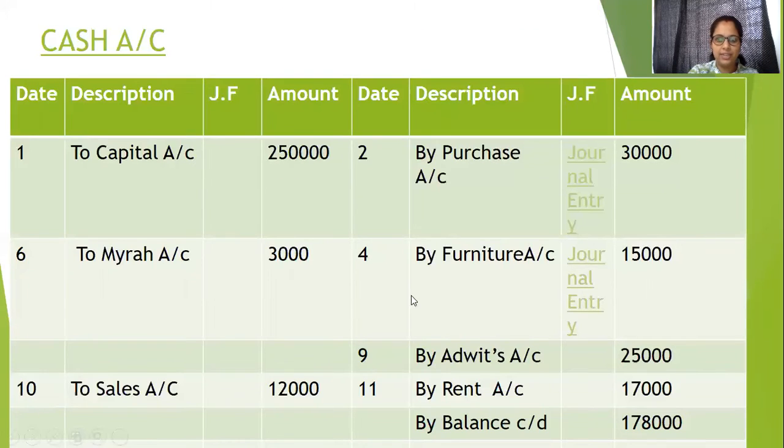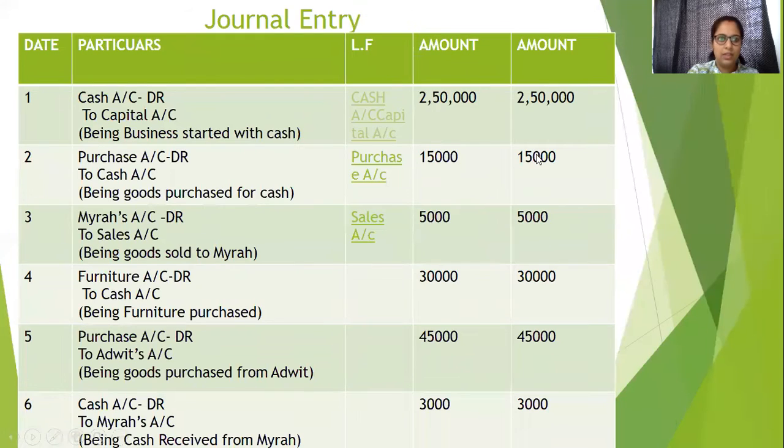So when we check journal entry, suppose cash account will be made, capital account will be made, purchase account will be made, Myra's account will be made, furniture account will be made, purchase account will be made, Advit's account will be made. All accounts, whatever account will be opened in journal entry, we will make ledger accounts also.